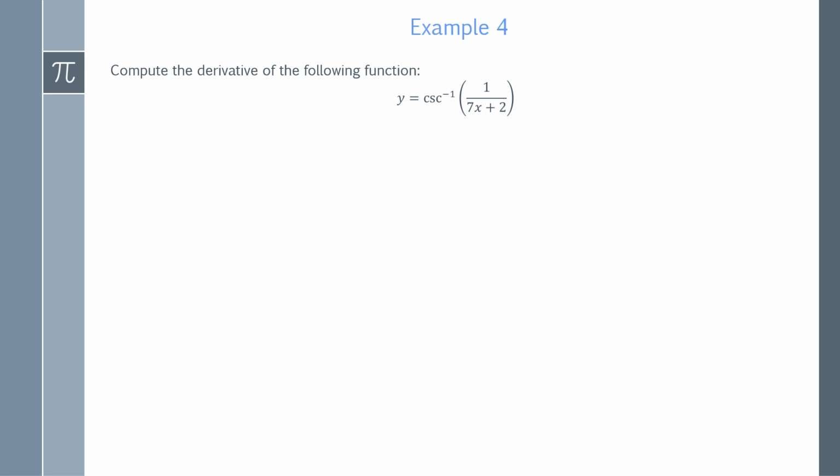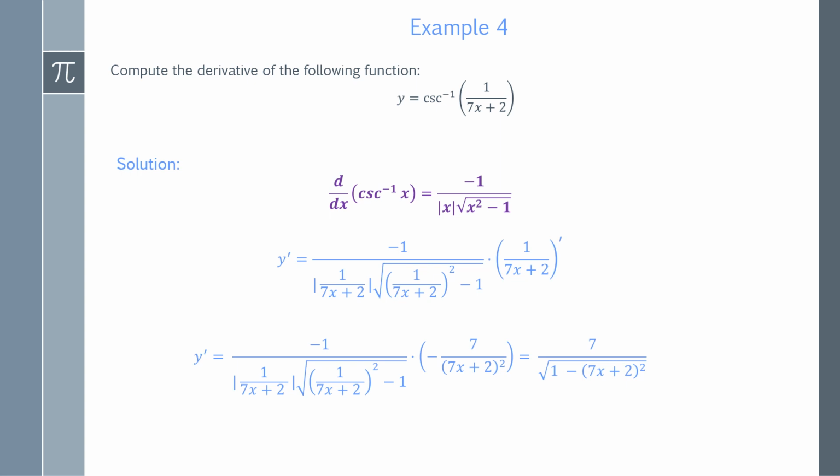Here we would like to compute the derivative of the function cosecant inverse of 1 over 7x plus 2. So this problem is not too complicated, but we have to be very careful when applying the formula, specifically because our argument is a ratio. Let's go ahead and take a look at the solution. The first step is to write out the formula that we're going to apply. So that is negative 1 over this product, absolute value of x times the square root of x squared minus 1.